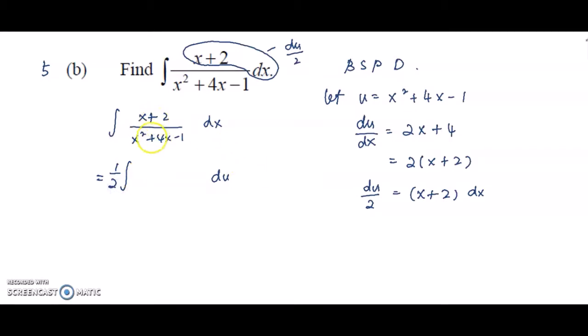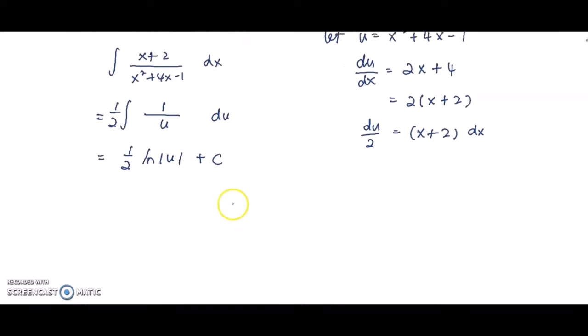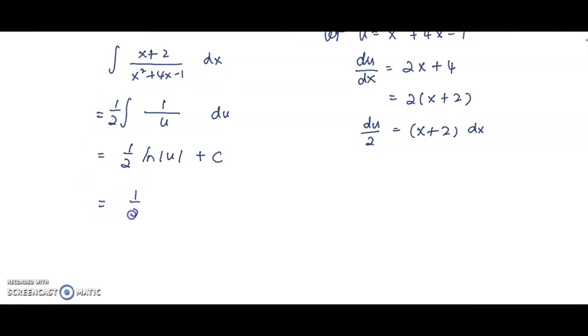And you have your 1 over x squared plus 4x minus 1. This can be replaced by the u. So you have 1 over 2 integrate 1 over u with respect to u. So you can see that the function, after you substitute the u as the x squared plus 4x minus 1, it becomes so much easier to integrate. Alright, so integrate 1 over u with respect to u, you have your log u. Remember to put the modulus. Okay, then finally, we're going to substitute the u back in terms of x, which is x squared plus 4x minus 1, plus constant.